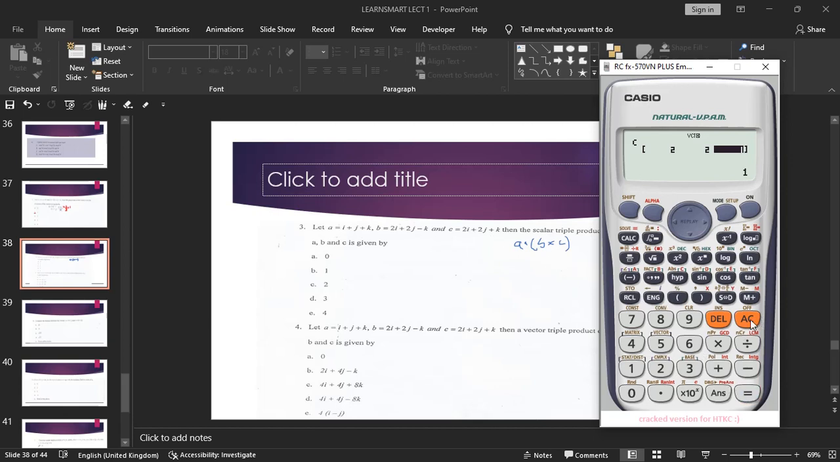2, 2, positive 1, okay? Now let's find out the scalar triple product. We know the formula for the scalar triple product, so you just insert the values and use a calculator to find the final answer.